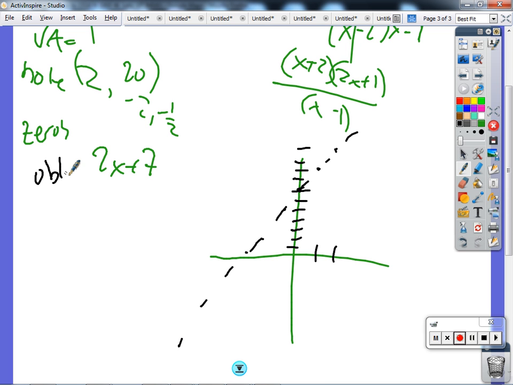How would I find that? Just to let you know. Long division, right? What's my vertical? 1. My 0 is at negative a half and at 2.